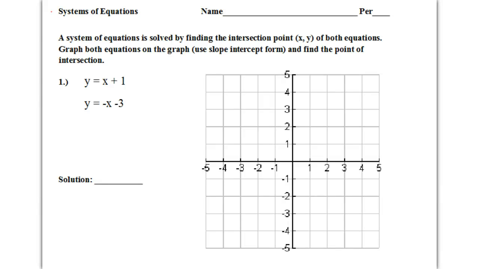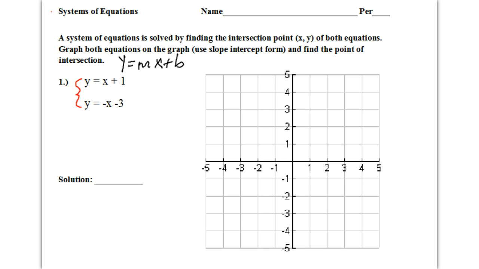Hi everyone, here's a video about how to solve systems of equations by graphing. A system of equations is two equations. You'll often see a little bar connecting the two equations that you need to graph. The first one's a little easier example because they're both in slope-intercept form, mx plus b format.